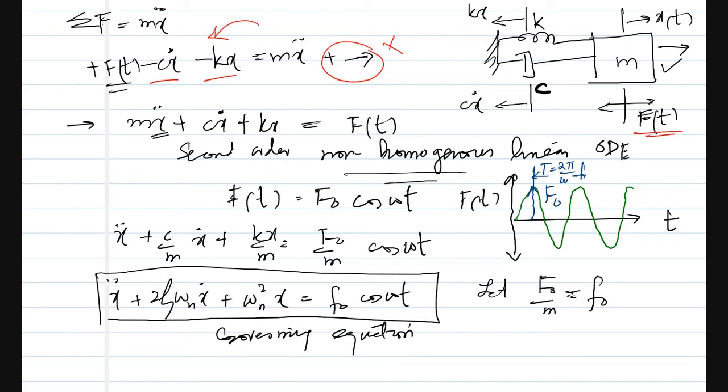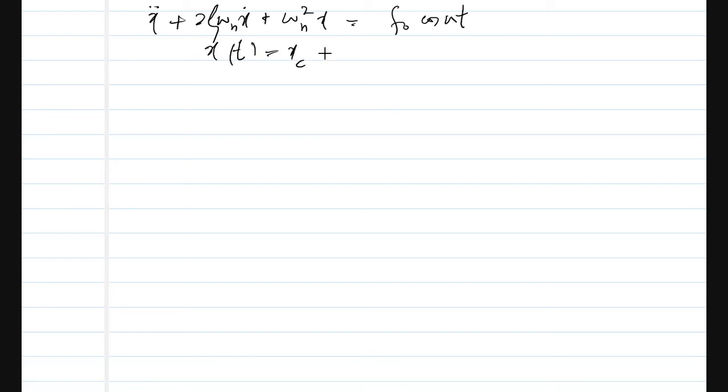Okay, for that, just write again: x double dot plus 2 zeta omega n x dot plus omega n square x equals f naught cos omega t. Now for the non-homogeneous system we have two solutions. One is generally called the complementary solution or homogeneous solution, and the second is called the particular solution or non-homogeneous solution.